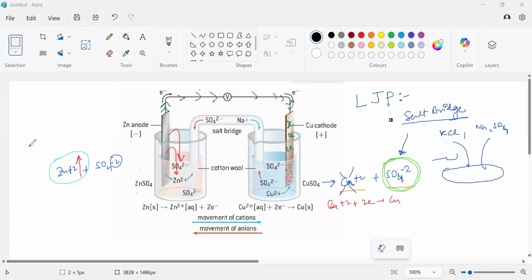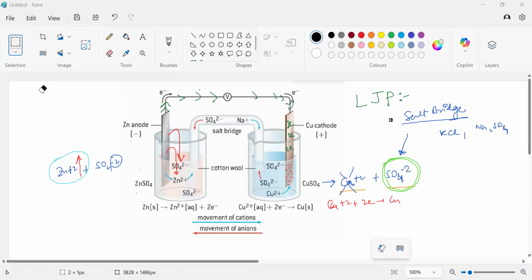We make it like atta dough. Have you seen atta dough prior to making rotis? That kind of consistency. You take the gel and put in the dry salt, and then we put this gel inside a bent glass tube, like this. And we put cotton wool over here. Clear, everybody?